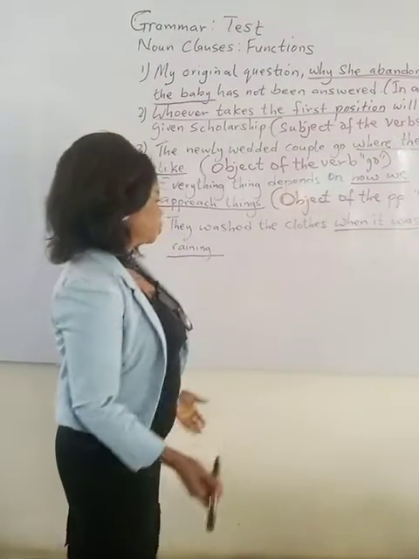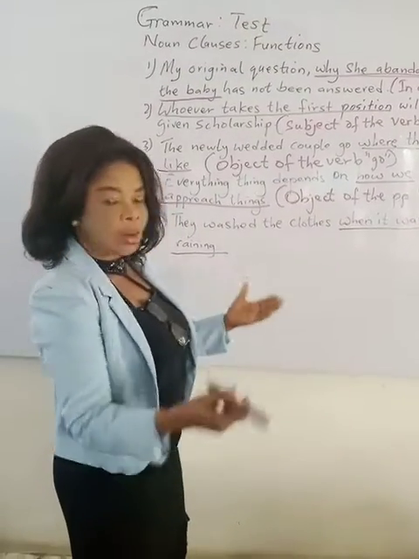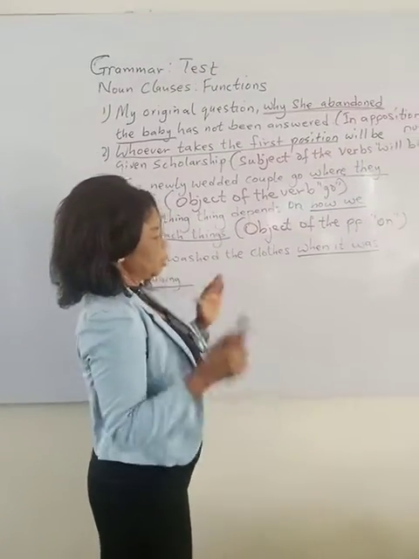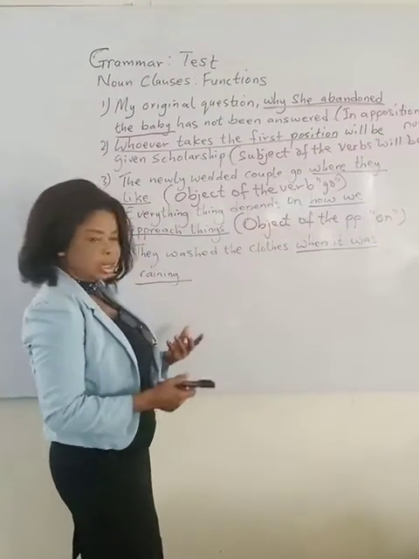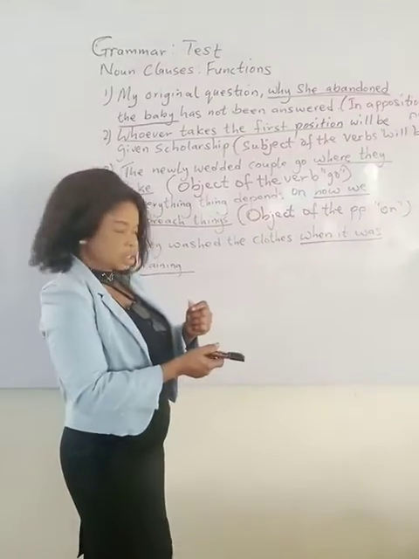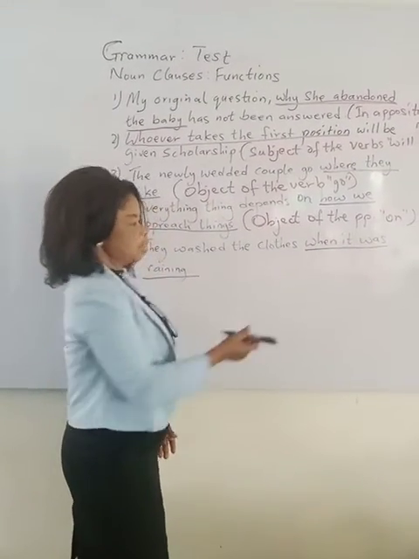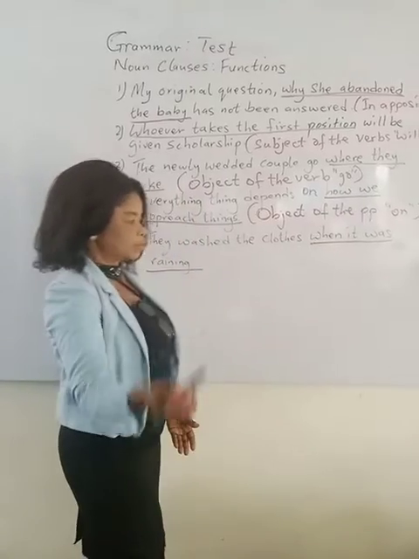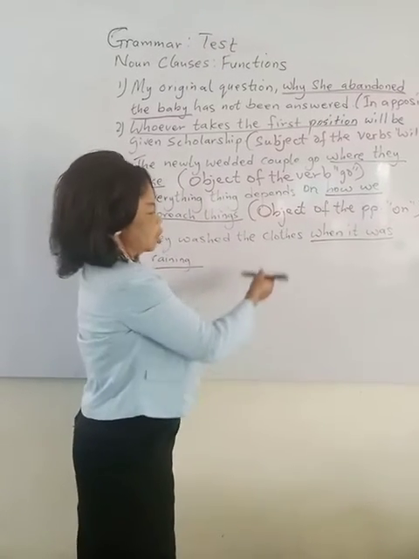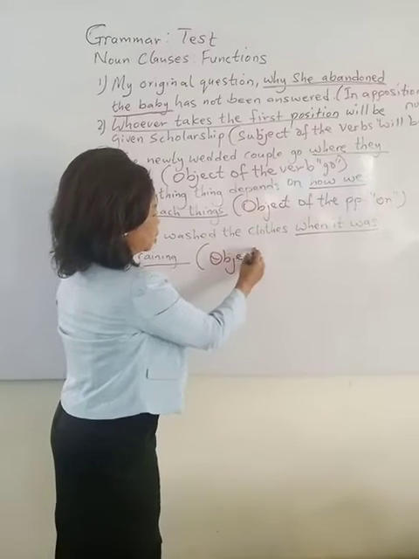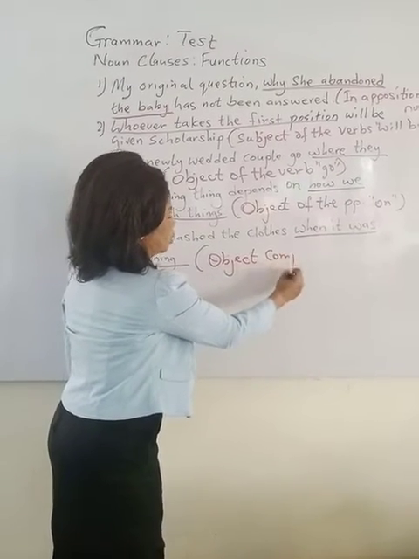Then number 5, we said that a noun clause is when it was raining. They washed the clothes when it was raining. What did they do? Washed clothes. So clothes there is the object. Therefore, this noun clause comes after the object clothes. So it functions as object complement.